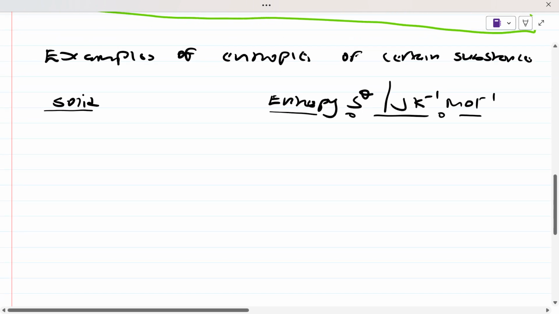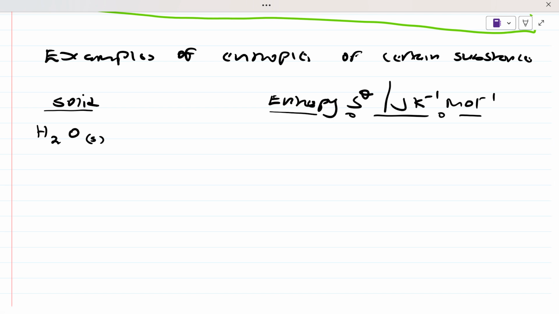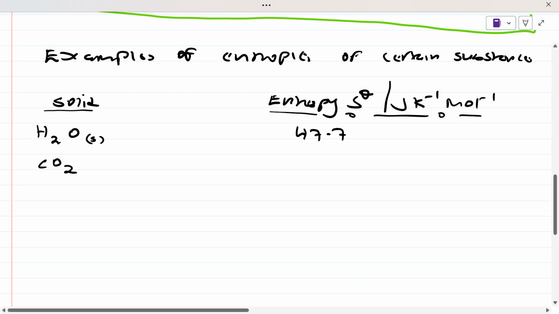Now I'm going to start with the entropies of certain solids. The first one I'm going to start with is water solid. In solid state, I mean ice. It has an entropy of 47.7 joules per Kelvin per mole. Carbon dioxide has a total entropy of 2.4 joules per Kelvin per mole.